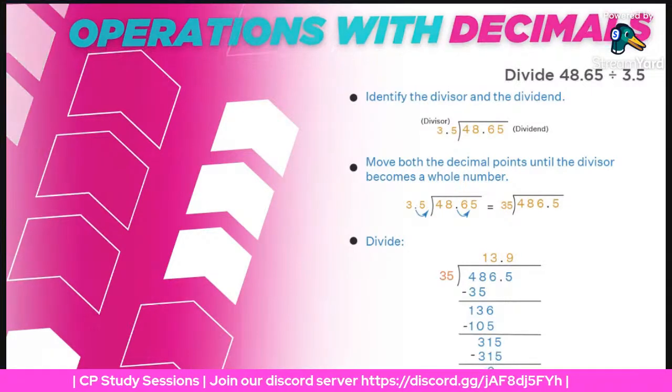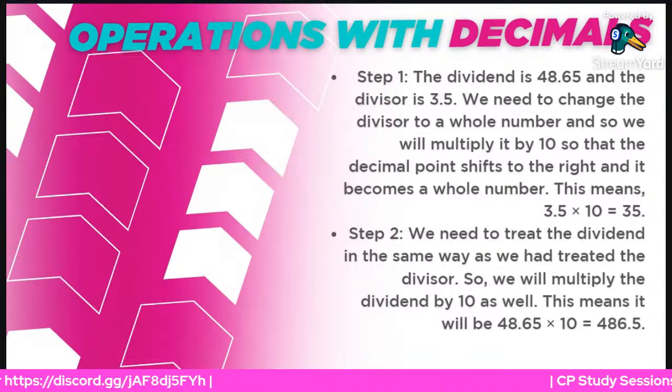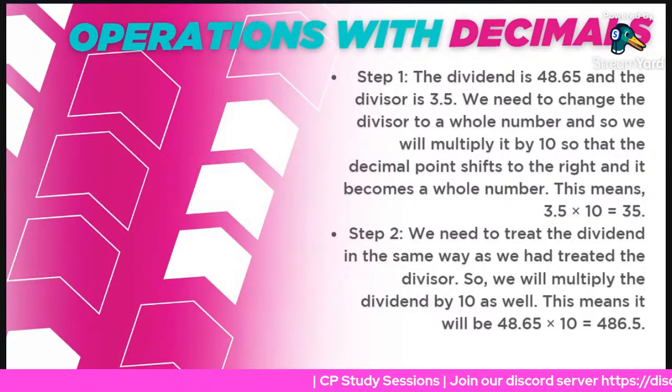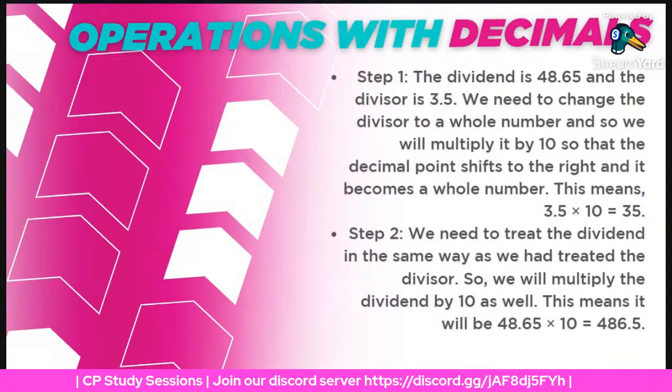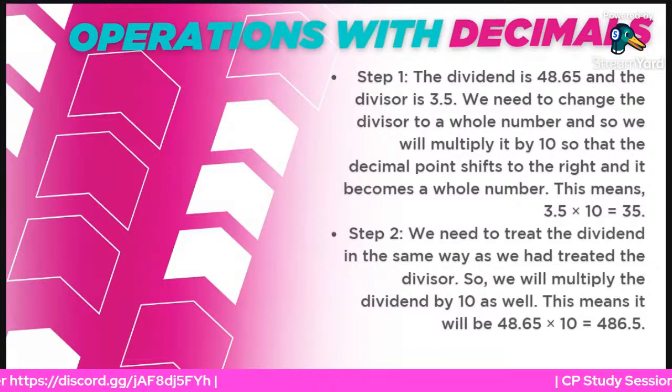13.9. Okay. Nakakasunod. So, ito lang ang explanation. So step 1, the dividend is 48.65 and the divisor is 3.5. We need to change the divisor to a whole number so that we will multiply it by 10 so that the decimal point shifts to the right and it becomes a whole number. This means 3.5 multiplied by 10 is 35.